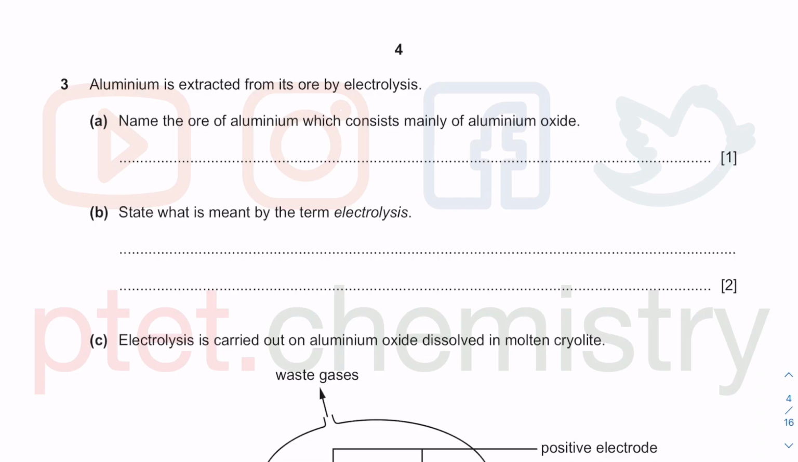Question number 3, so this is about naming the ore of aluminium, which consists mainly of aluminium oxide. They want the ore, so aluminium oxide is found as an ore from the ground, and this is basically bauxite. Bauxite, straight from the syllabus.